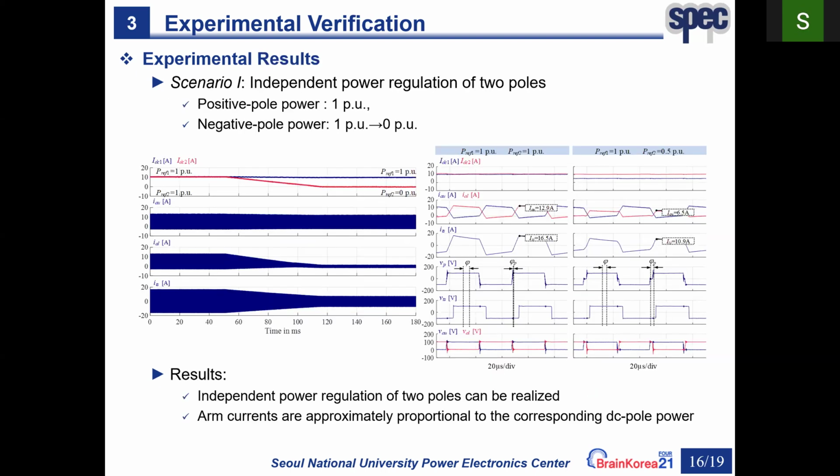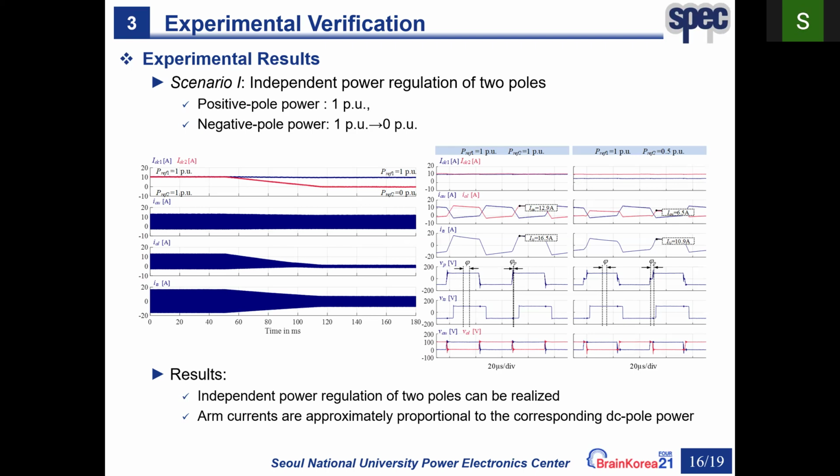Firstly, the performance in the normal operation is tested. The positive pole power reference is at 1 per unit, while the negative pole power reference runs from 1 per unit to 0 per unit. It can be seen that the positive and negative pole DC link currents are controlled independently and the powers of the two poles track the reference with good performance. The peak of the upper arm current remains almost unchanged, since the power of the positive pole is constant, while the peak of the lower arm current decreases to almost zero as the power reference of the negative pole runs down to zero.